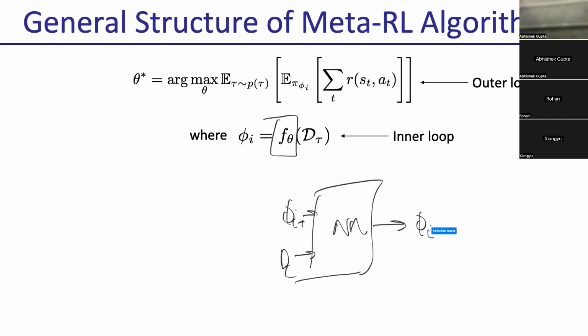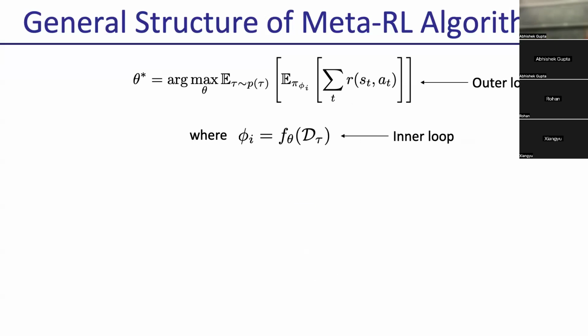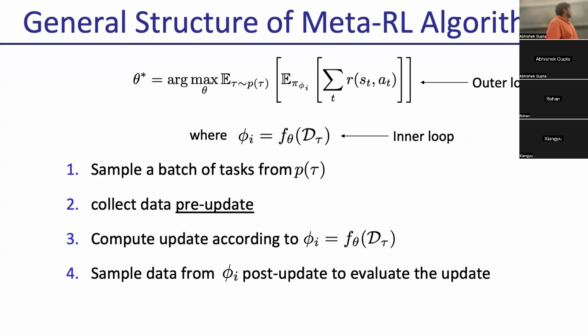Like that's totally a valid thing to do. Right? And then you don't have to do RL, but some methods do. Okay. So the general recipe looks something like this, right?